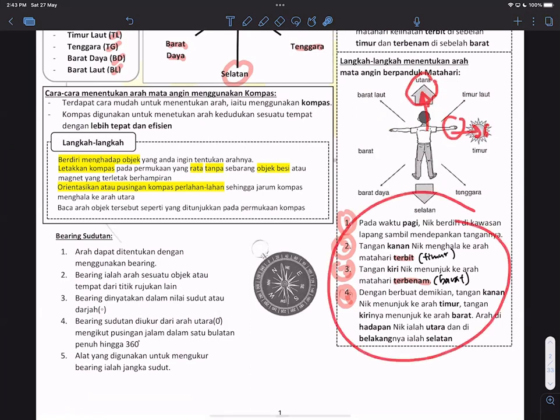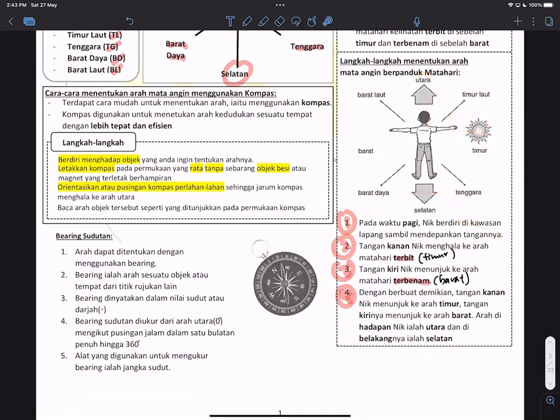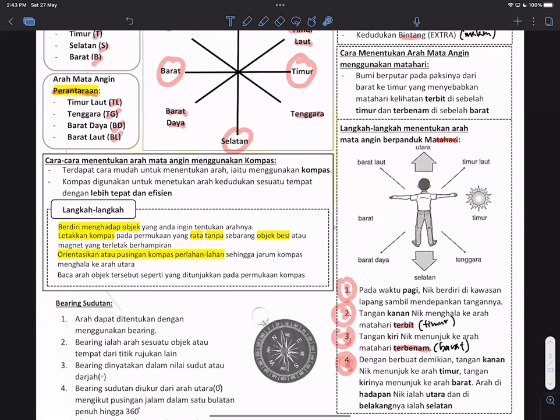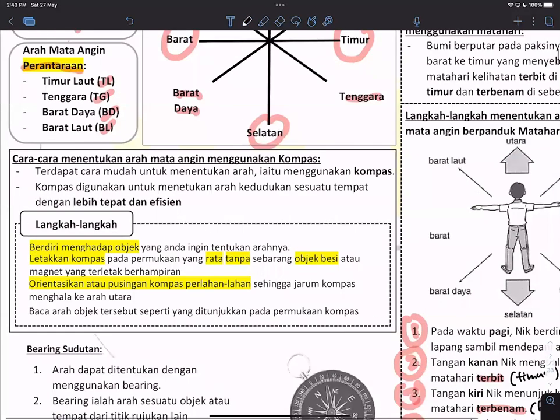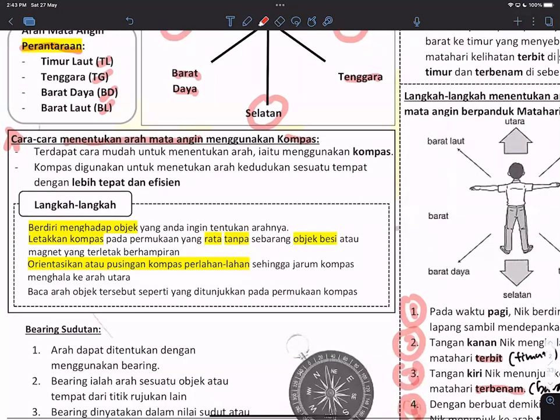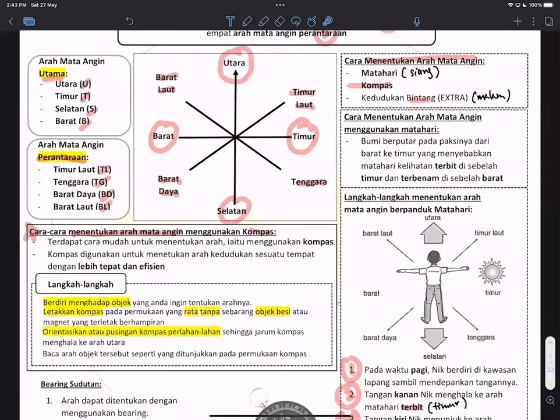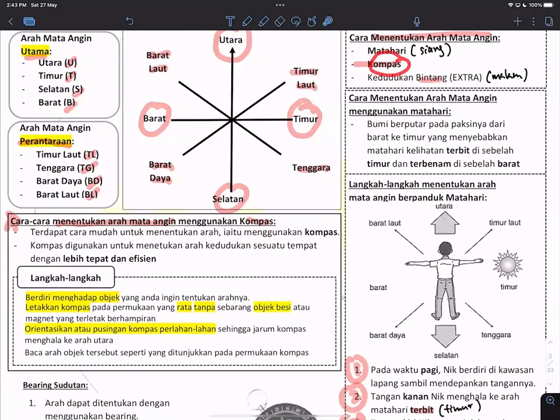Yeah, so this is a common step. So usually it is not really going to come out in exams very often for the matahari untuk menentukan arah mata angin. So usually put a star here. In exams, they focus more on using the compass untuk menentukan arah mata angin. Yeah, why? Because no matter during the day or night time, we can still use the compass. Okay, easy, right?